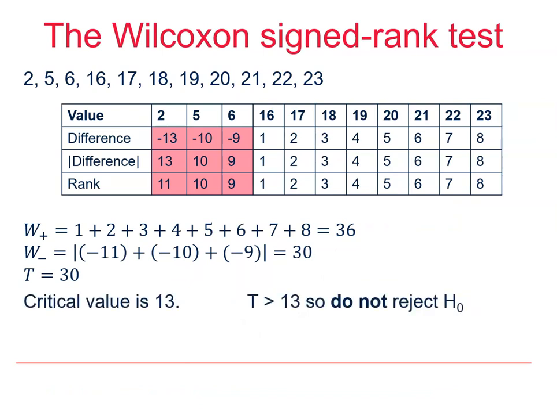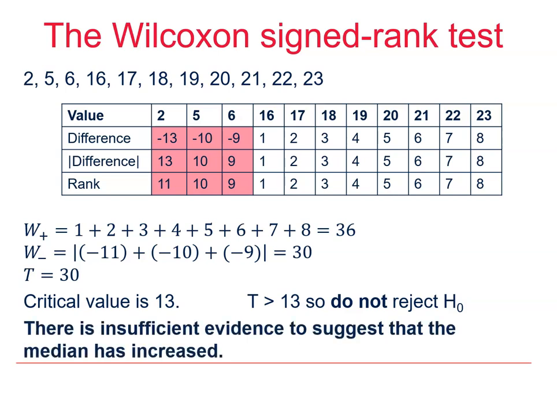So now T is greater than the critical value of 13, so it's too big and we don't reject the null hypothesis. There is insufficient evidence to suggest that the median has increased. You can see that W+ and W- are much closer to each other in this sample, which suggests that the median could still be 15.